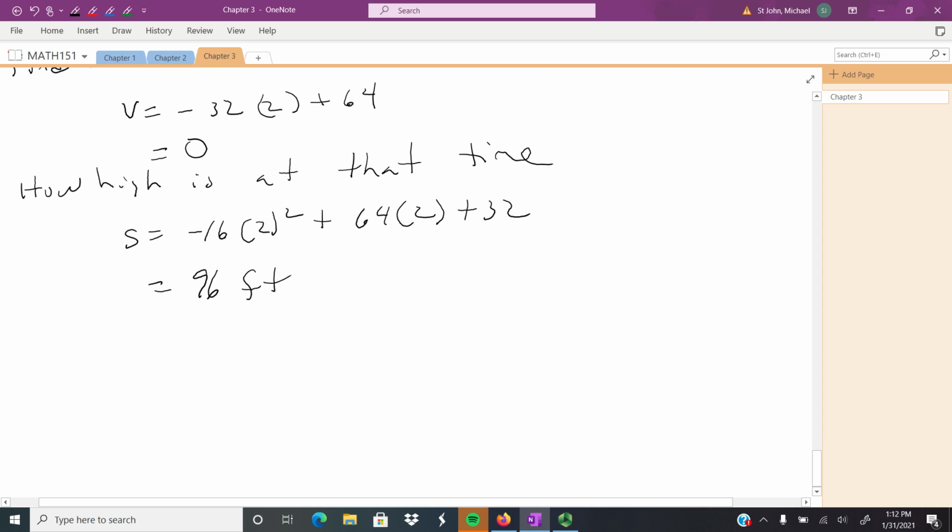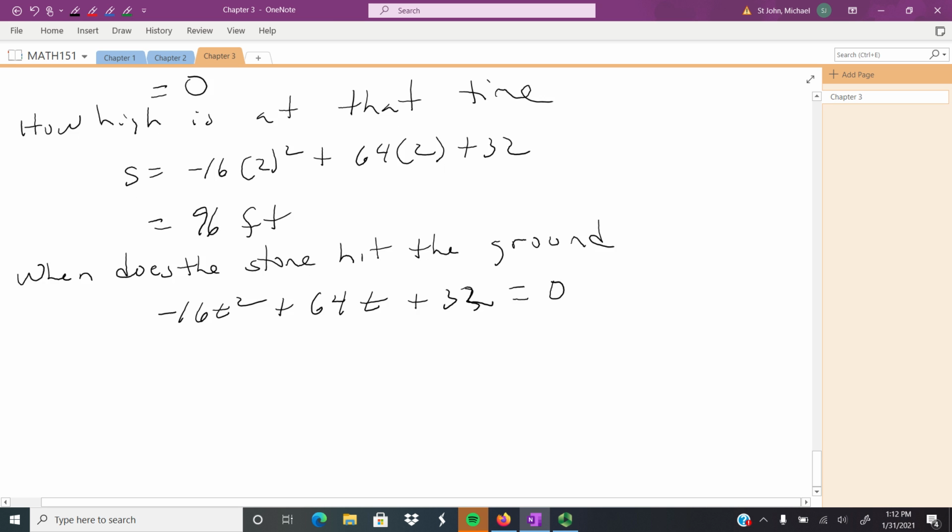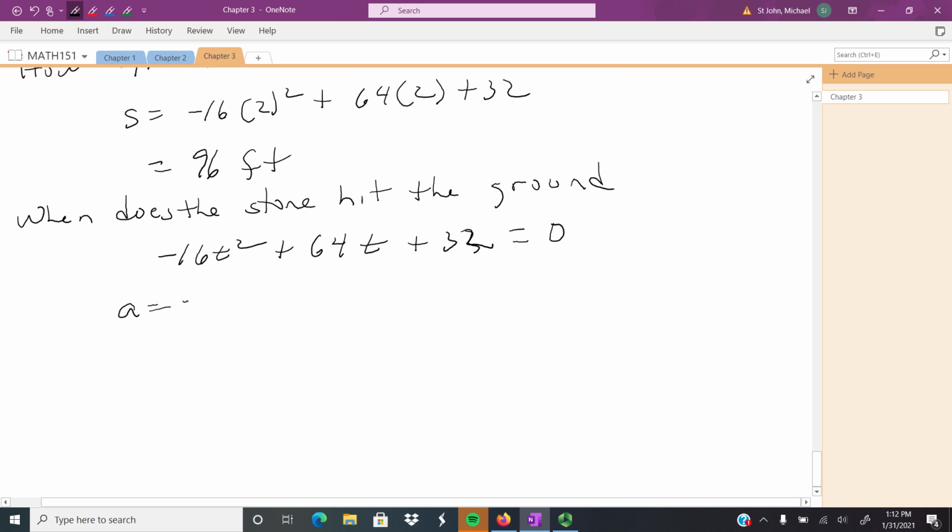We could also ask, when does the stone hit the ground? And so that will be when the height is 0. So minus 16t squared plus 64t plus 32 would equal 0. And so A would be minus 16, B is 64, C is 32.